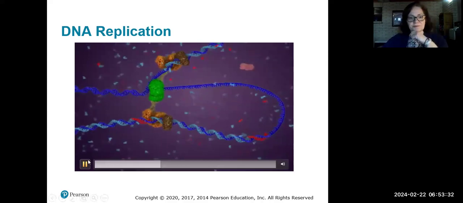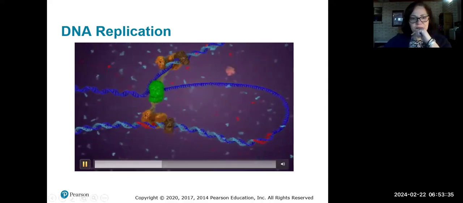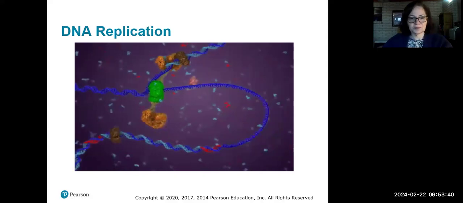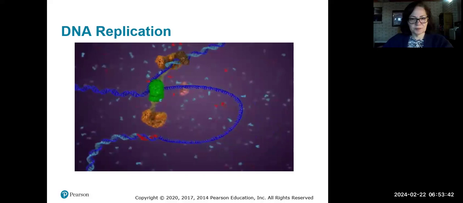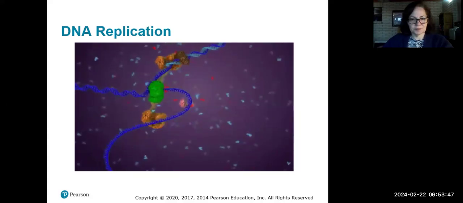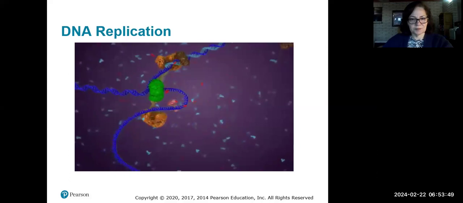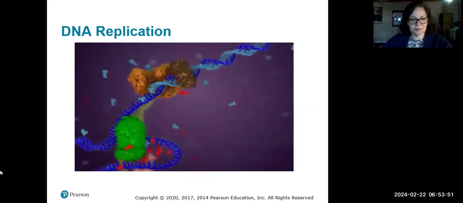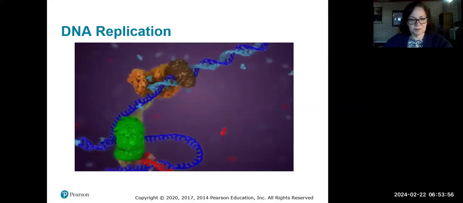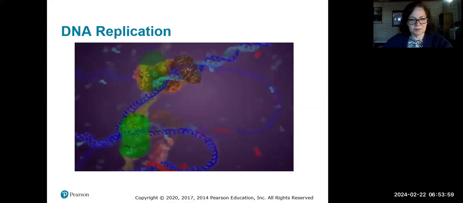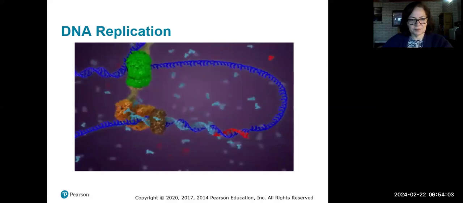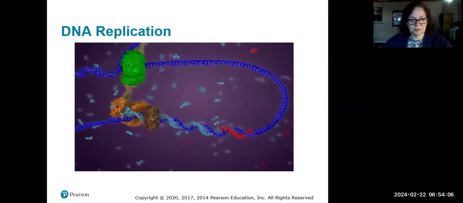Parental strands are shown in dark blue. Newly formed DNA strands are shown in light blue. Because strands in a DNA double helix run in opposite directions, and DNA polymerase can only add nucleotides in one direction, the new strands must be made in different ways. One new strand, the leading strand, seen here in light blue at the top, is built continuously. The other new strand, the lagging strand, seen here in light blue at the bottom, is built in pieces.